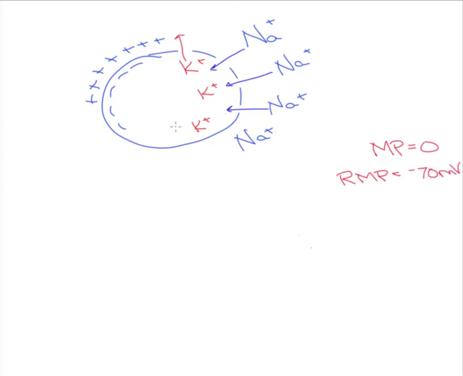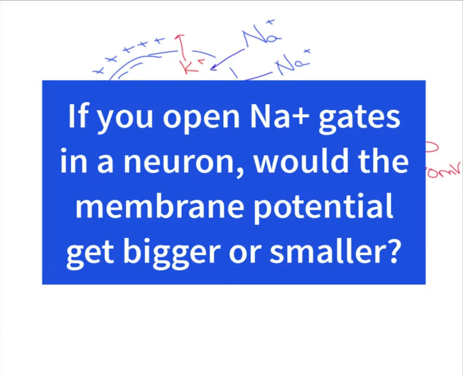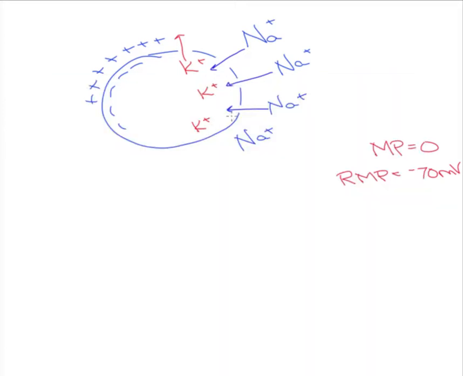All right, so a lot of people in the question where it asks, if I were to open sodium gates and allow sodium to come into the cell, would the membrane potential get bigger or smaller? A lot of people wrote bigger. So let's talk about this.